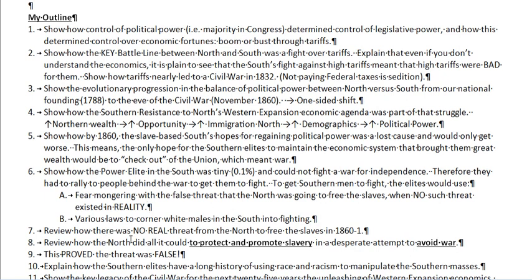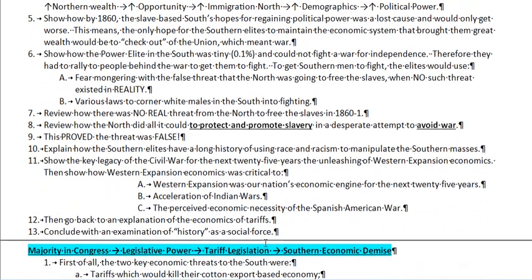Review how there was no real threat from the North to free the slaves. Review how the North did all they could to protect and promote slavery in a desperate attempt to avoid war. They were doing the opposite. This proved the threat was false. Explain how the Southern elites have a long history of using race and racism to manipulate the Southern masses. This goes back to Bacon's Rebellion in 1676, 100 years before our Declaration of Independence. It's old.